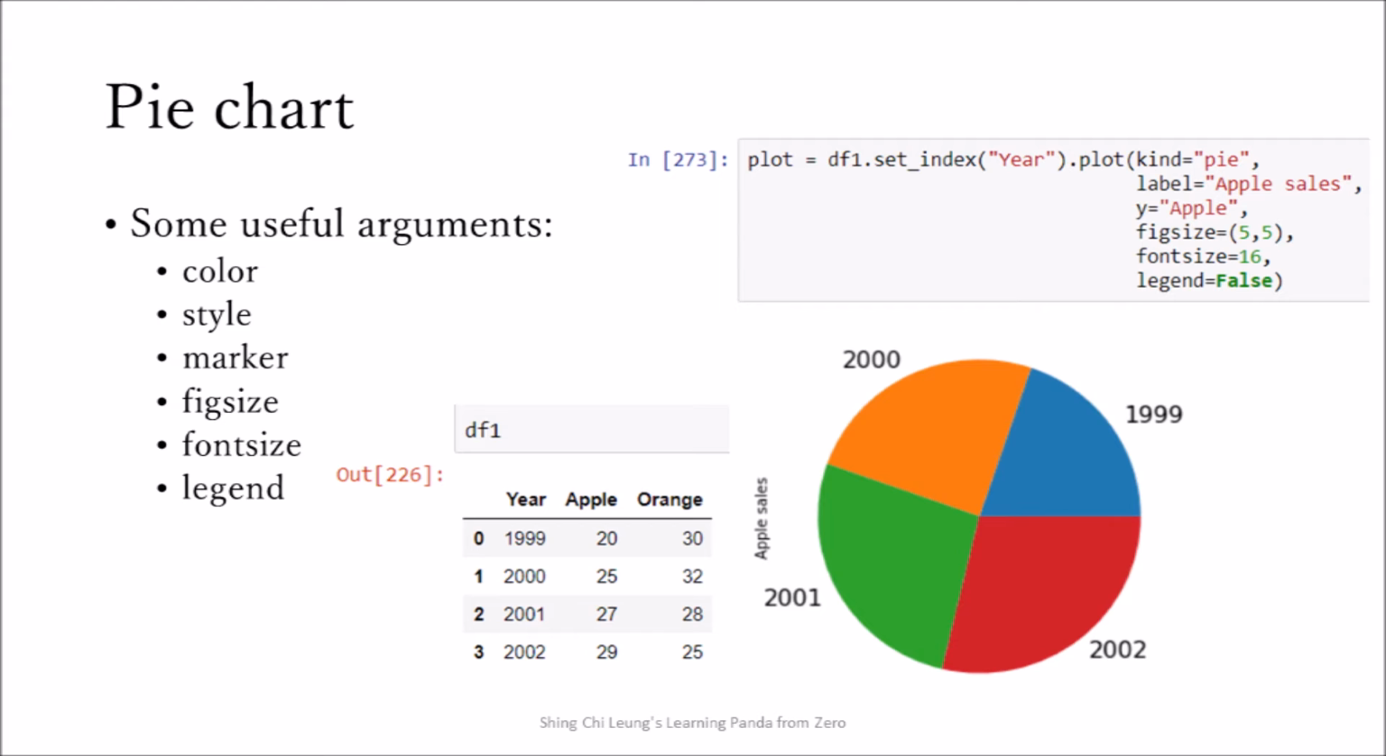We may need to set the index like what we show here. We set the column year as the index. Then we plot the pie chart by indicating the y-axis to be apple. We may immediately generate a good-looking pie chart for presentation use.